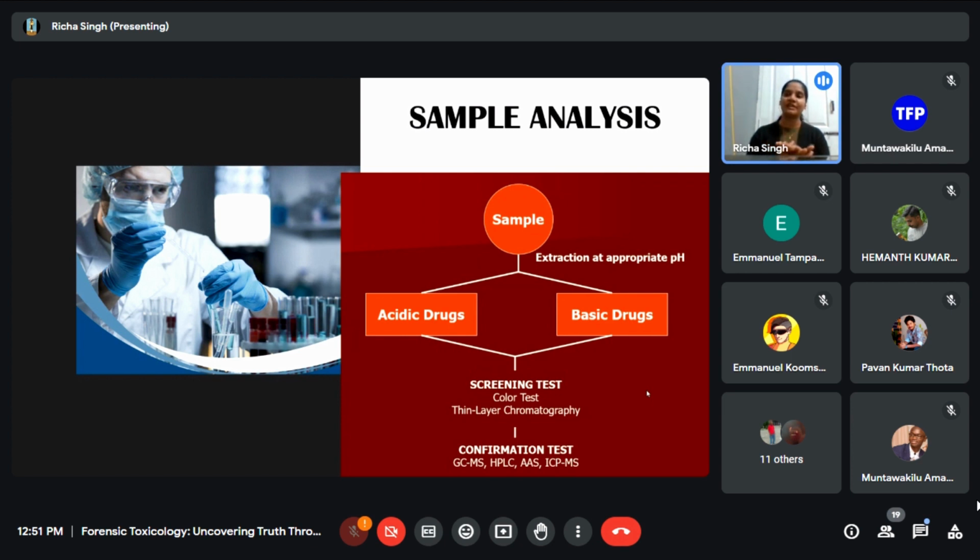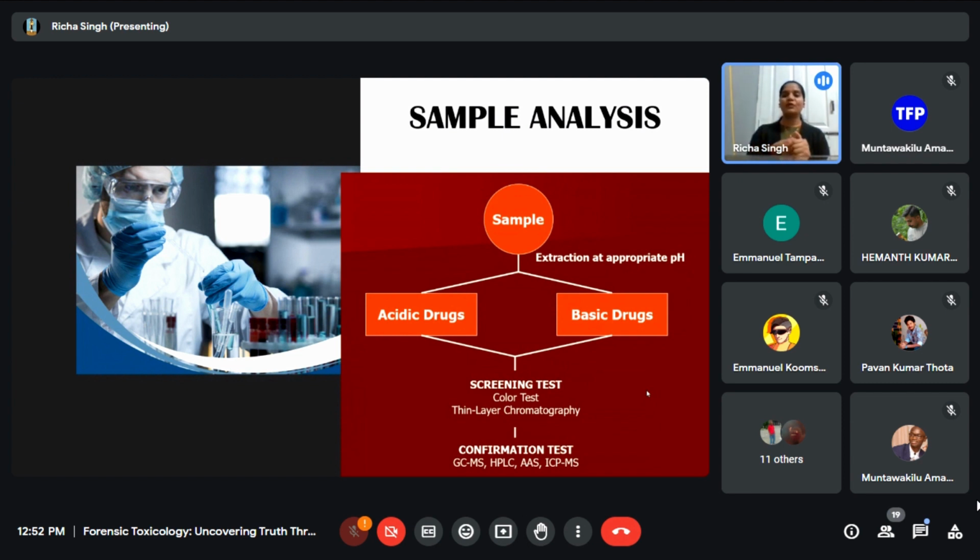We have different types of color tests. We have Dragendorff's test. We have Wagner's reagent test. We have a whole lot of tests for different types of plant alkaloids, which can help us identify the poison depending on what color they are giving. That excludes a whole lot of other possibilities, leaving me with just one type of possibility. And that is how I proceed further.